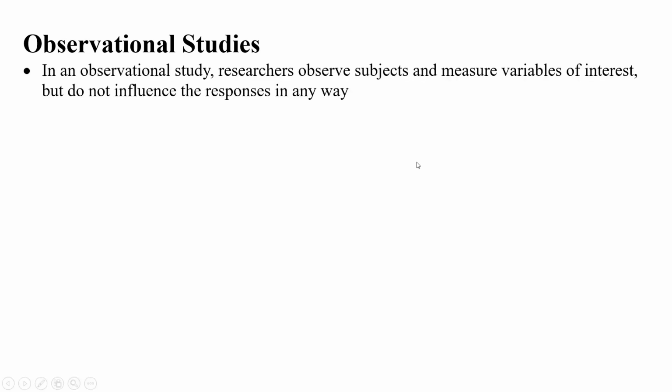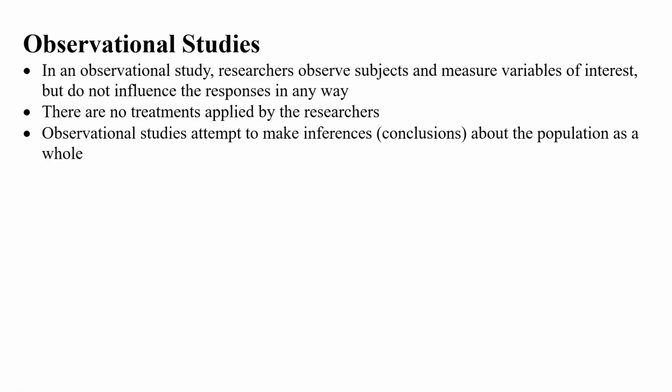Now, types of studies. We're going to go over the three big ones today. First up is observational studies. In an observational study, researchers observe subjects and measure some variable that they're interested in, but they don't attempt to influence those variables at all. They just observe what's already naturally occurring. So there are no treatments being applied by these researchers. What they do is attempt to make inferences or draw conclusions about the population. So they look at a sample in order to draw some conclusion about the population at large.